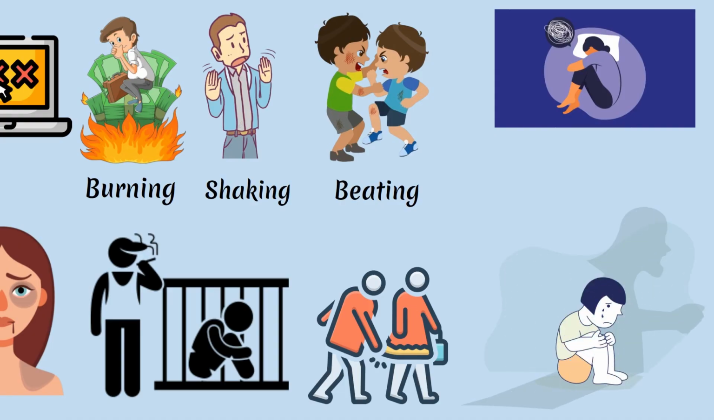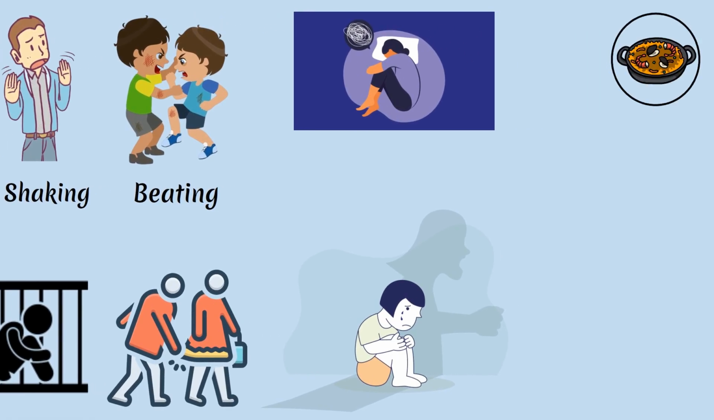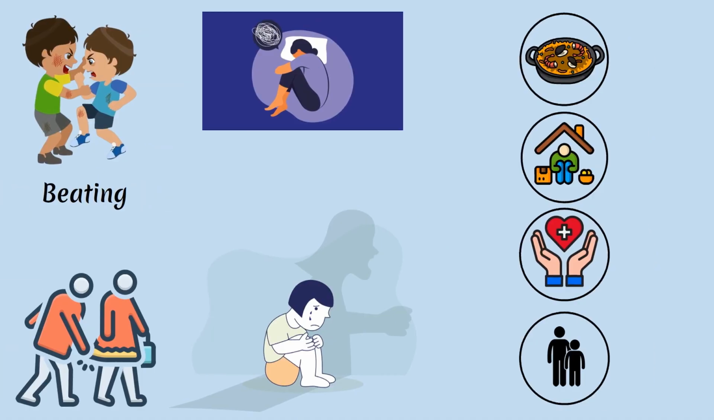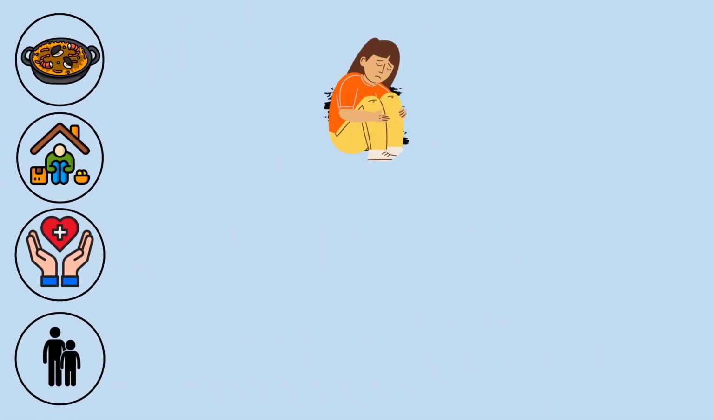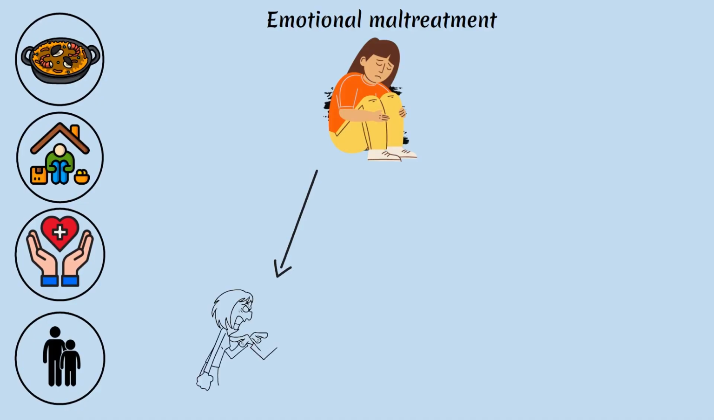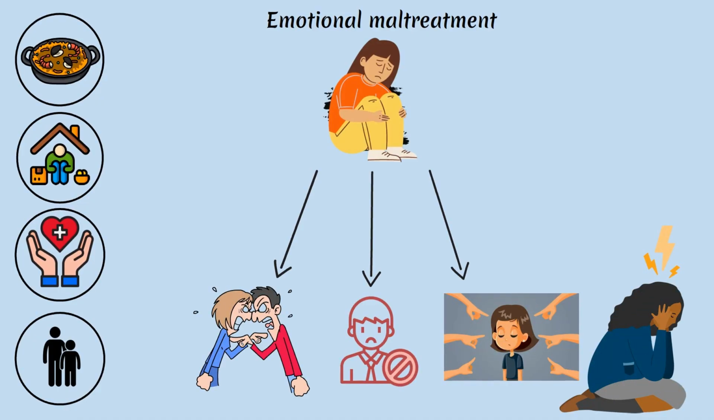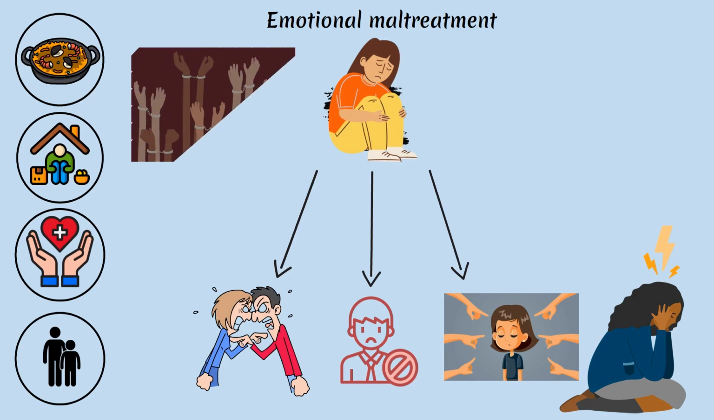Neglect, though less overt, is equally damaging. It occurs when caregivers fail to provide basic needs such as food, shelter, medical care, or supervision, leaving children at risk of harm and developmental delays. Emotional maltreatment, characterized by verbal abuse, rejection, or constant criticism, erodes a child's self-esteem and can lead to long-term mental health issues. The trafficking of children for labor or sexual purposes is a growing global concern.